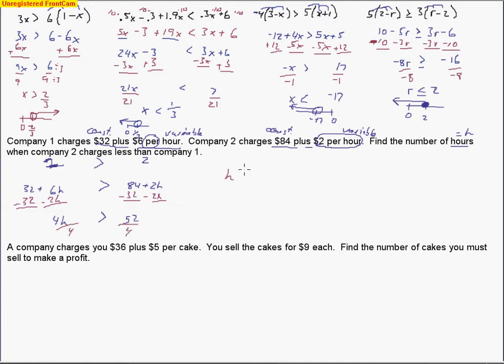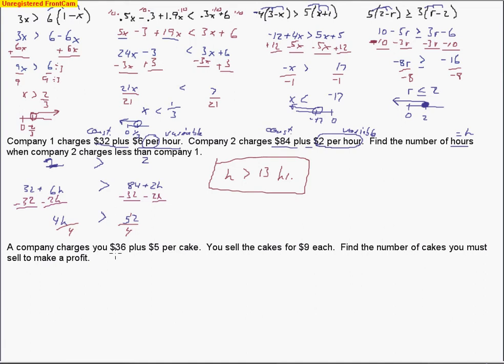Let's see how many times. H is greater than, 4 goes into 5 one time, with 1 left over, 4 goes into 12 3 times. So H is greater than 13 hours. So it can't be 13 hours. It has to be like the next number up, either 14, or if they go by fraction of an hour, then like 13.1 hours. Here's another problem similar to that.